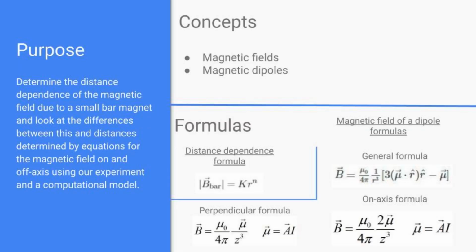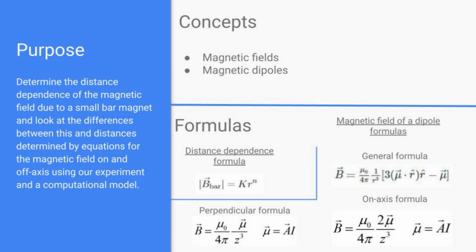The purpose of this lab is to determine the distance dependence of the magnetic field due to a small bar magnet and look at the differences between this and distances determined by equations for the magnetic field on and off axis using our experiment and a computational model. This experiment uses the concepts of magnetic fields and magnetic dipoles.